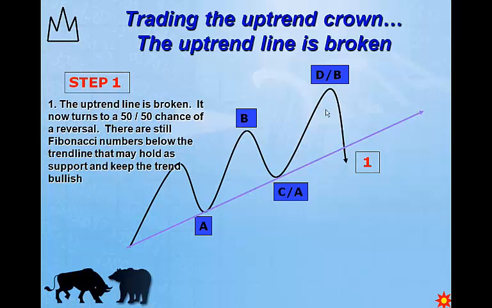Now, when we have here an uptrend and there's a trend line break, it now turns to a 50-50 chance of a reversal. And it's 50-50 because there are still some Fibonacci numbers below the trend line that may hold as support and keep this trend bullish. So we just start thinking of a potential reversal when there's a trend line break.